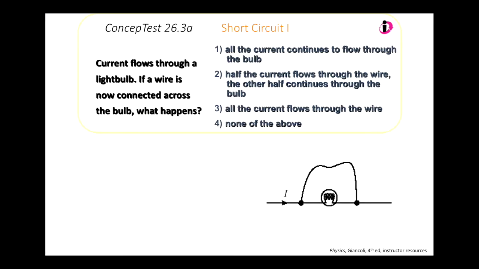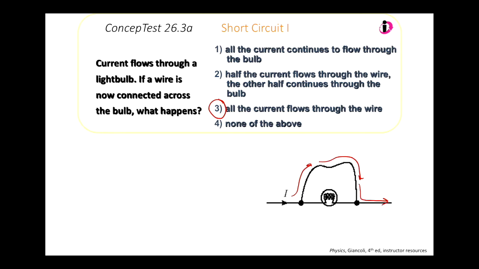So we are assuming here that essentially wires have no resistance. At least it's very, very low compared to the resistance that a light bulb would offer. So basically, all of the current is going to go through the wire. It's going to go around this way.